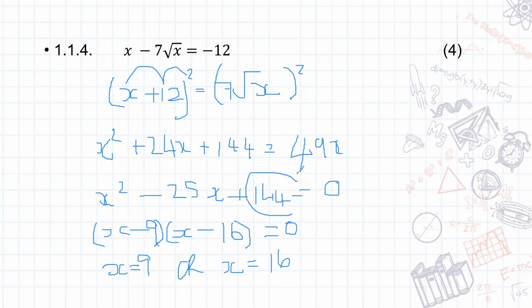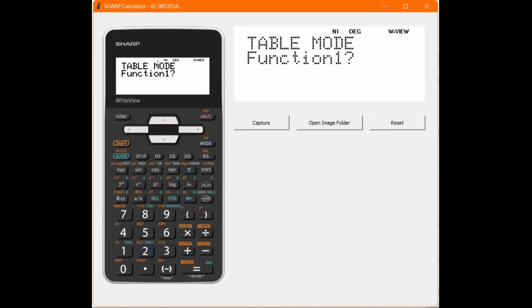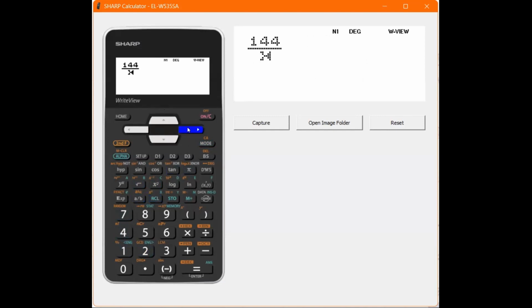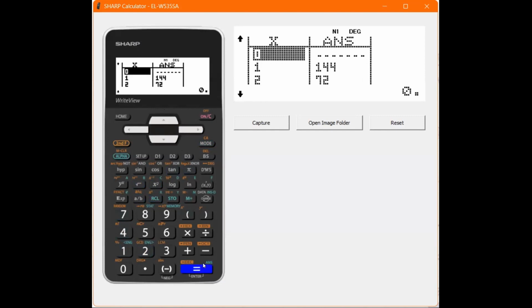So to find factors of 144, again, just list them. Otherwise, you can use your calculator. So very quickly, I'll show you how to do that. If you're looking for factors of 144, you would press mode, 2 for table, and you're going to use function 1. So you'll type in 144, press your fraction button, press X or your RCL button twice to make an X. So what we're doing essentially is asking the calculator to list all the factors of 144.